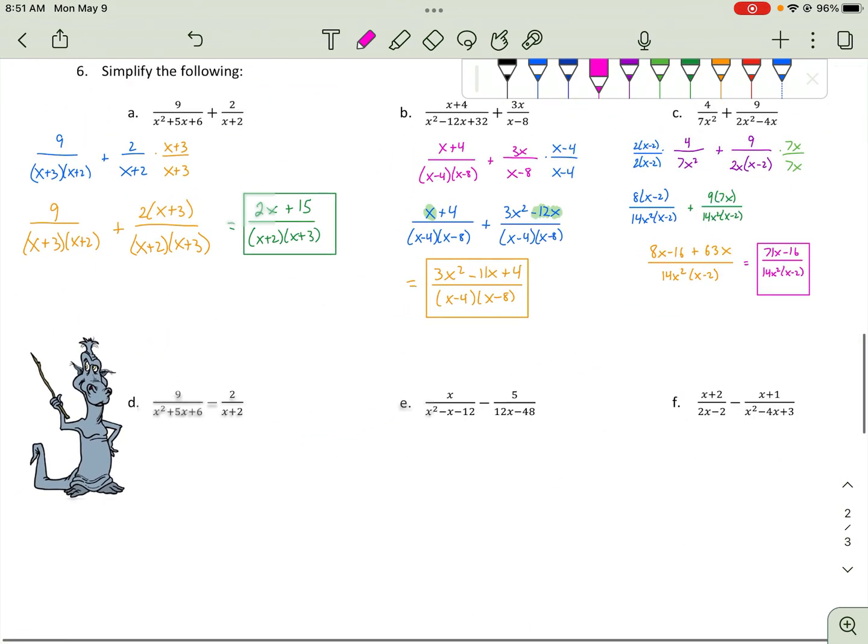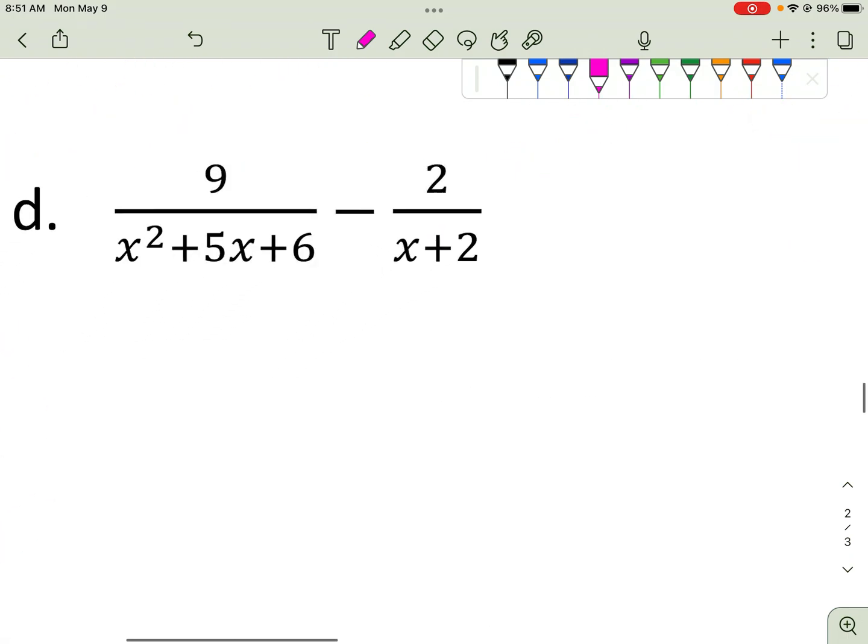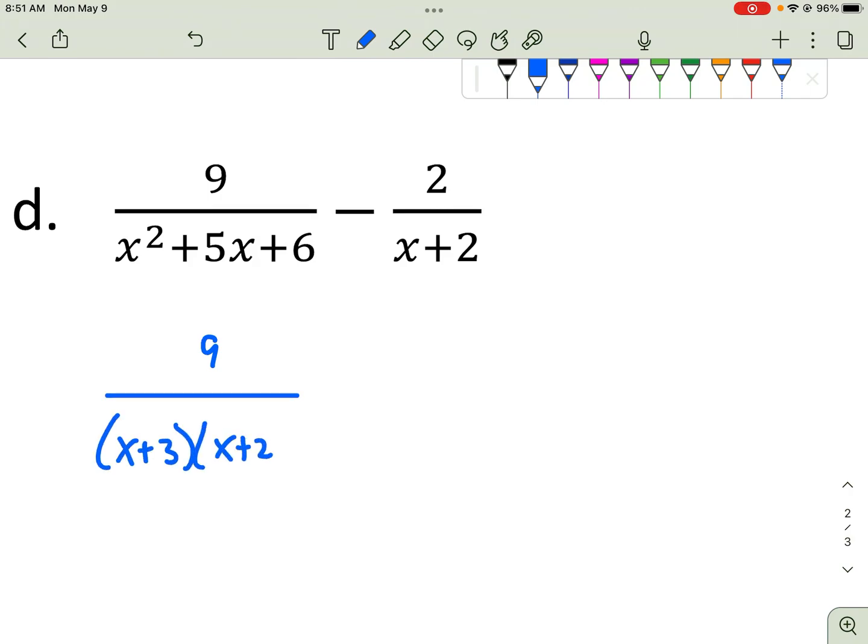Okay, now we have some subtraction problems. Now subtraction, you just got to be careful, and I'll show you where. But you start it the same way, so you factor everything. x plus 3, x plus 2, minus 2 over x plus 2. All right, so the second fraction is missing the factor of x plus 3. So multiply top and bottom by x plus 3.